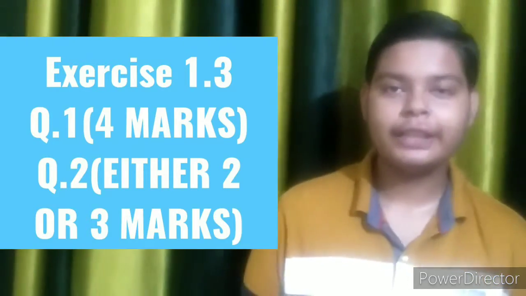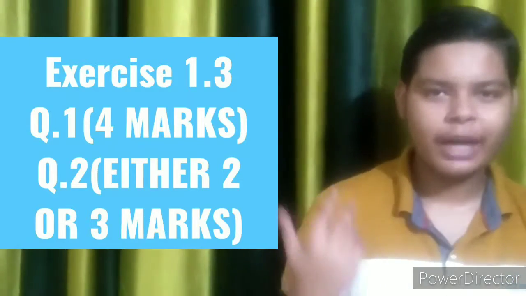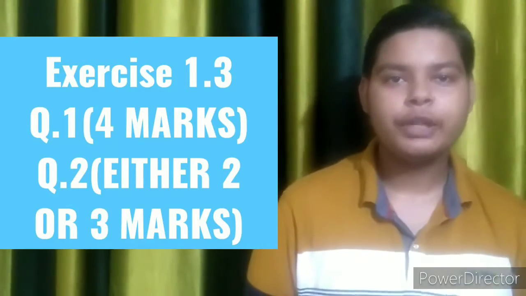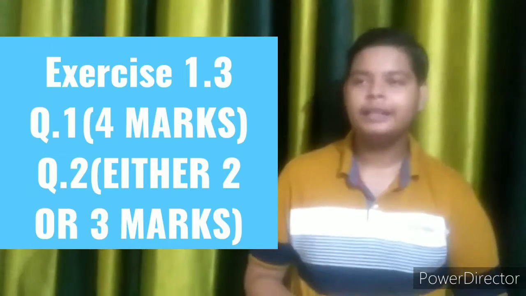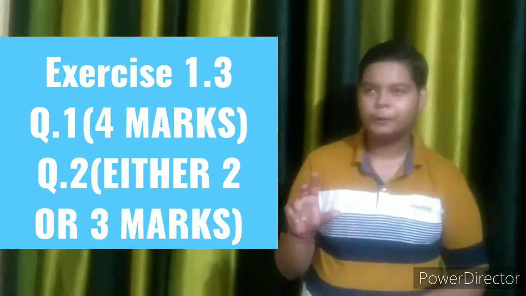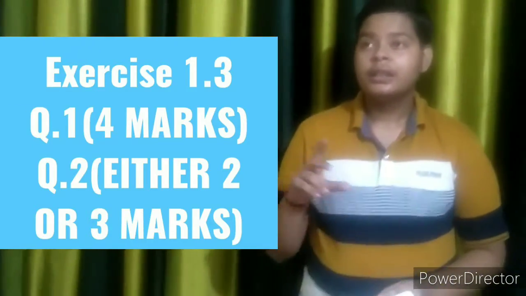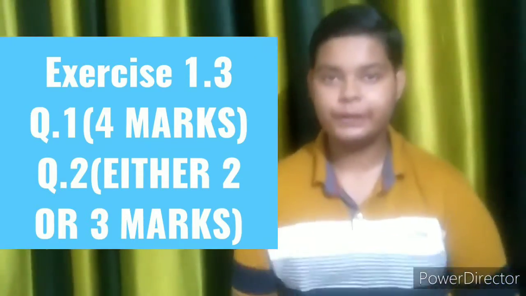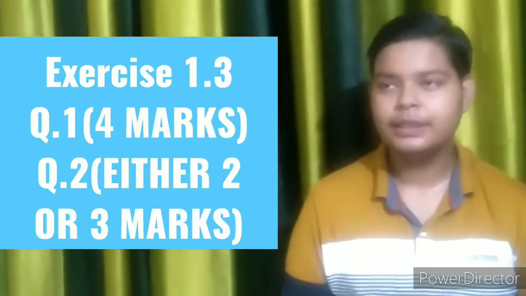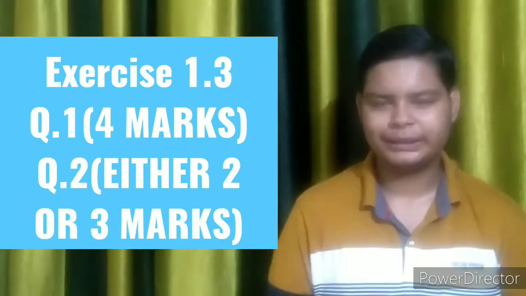Now let's talk about exercise 1.3. That is a very important exercise from the board point of view, because questions might be asked from it. Question number 1 will be to prove root 5 to be irrational, and the second one will have root 5 with some addition or some operations. For question number 1, you will be asked for 4 marks. For question number 2, it will be asked for either 2 marks or 3 marks.